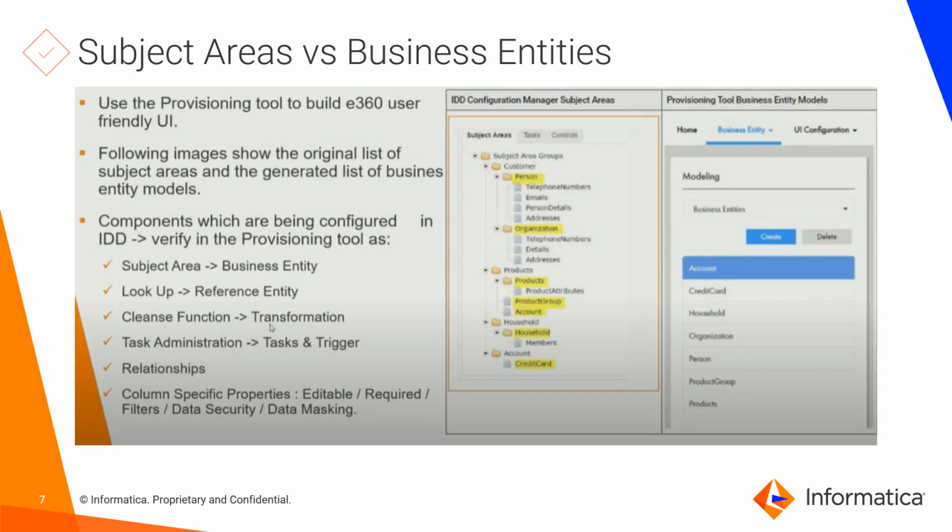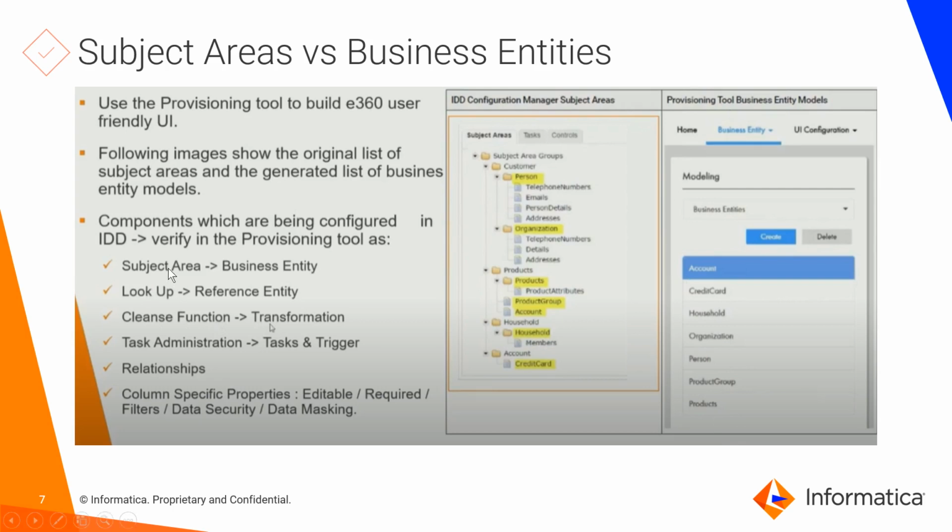So if you want to convert from subject areas to business entities due to the migration and deprecation of subject areas, you could see there is some similarity. In the example, on the highlighted side on the left, you have person, organization, products, product group. These are subject areas and they collectively form a subject area group. And so you have an exact transformation, and these are what are called business entities on the provisioning tool.